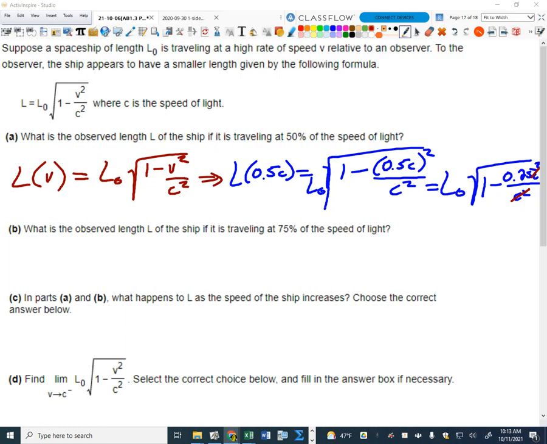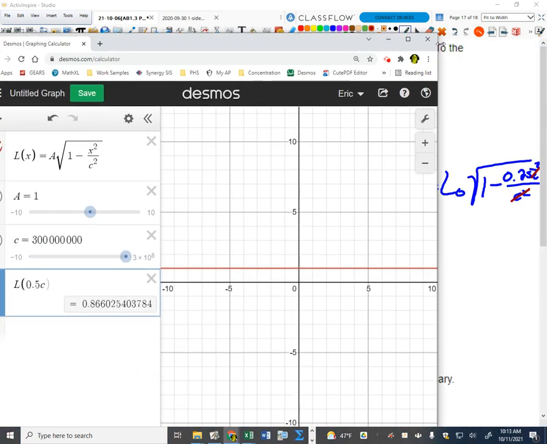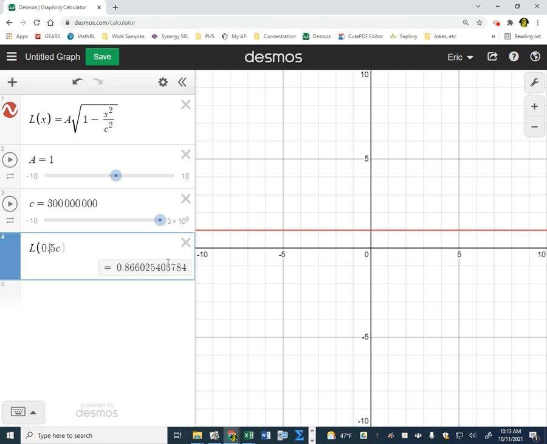Okay? We could do the same thing here. What if it's traveling at 75% the speed of light? Well, it's just a simple calculation. Now instead of squaring 0.5, we're squaring 0.75c, right? And if I plug that into Desmos, let's make that a 0.75c. And now what's my length? What percentage of the original length is the spaceship? About 66, right?